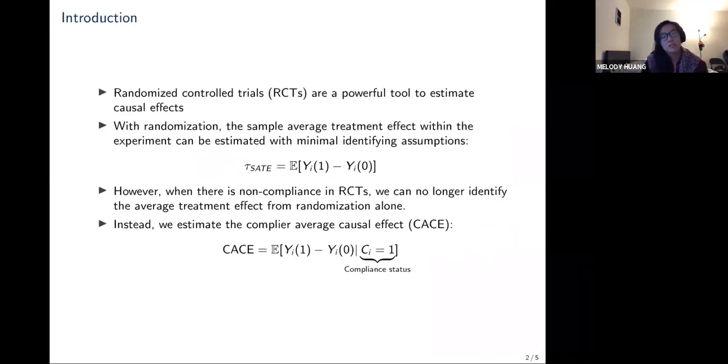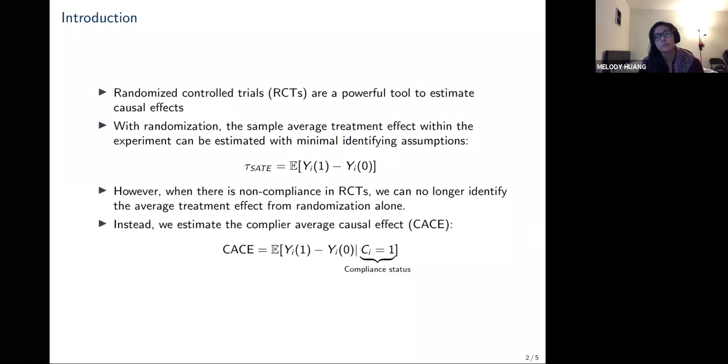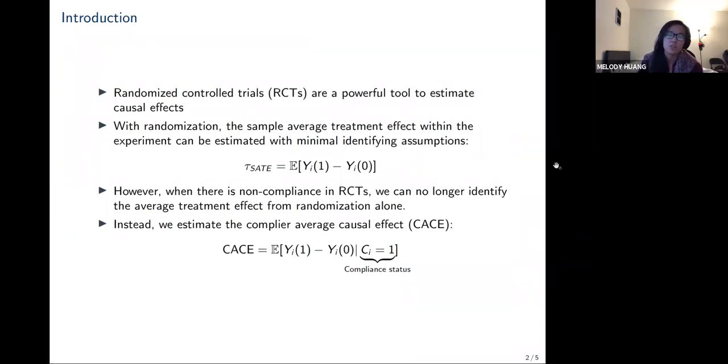To start off with some context, randomized controlled trials are a powerful tool to estimate causal effects. Researchers tend to like experiments because they're able to randomly assign treatment to the units in the experiment. When that's the case, we can leverage the fact that you don't need many identifying assumptions in order to estimate the causal effect within a given experiment. However, usually when we talk about estimating the causal effect in an experiment, we assume that everyone we assign treatment to takes the treatment. But in practice, that's not always the case.